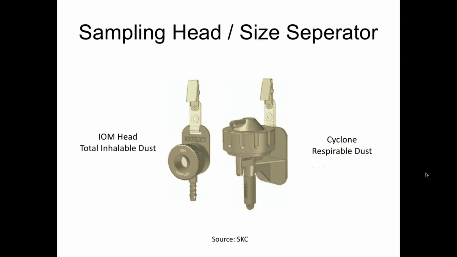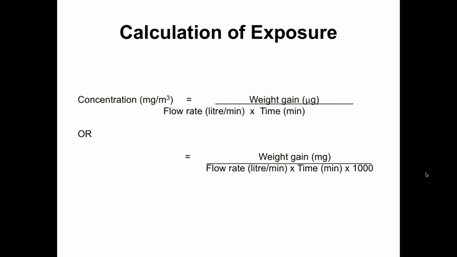Okay, so particle size. Okay, so what about our calculations? At the end of the day, we're going to wind up with two main numbers that we're concerned with. The weight gain in our filter, right? So that's going to be the weight after minus the weight before. Simple enough, right? Over the flow rate times the amount of time. The flow rate times the amount of time is the volume of air that you sample. If you're sampling at 1 liter per minute for 2 hours, you've sampled 120 liters of air.